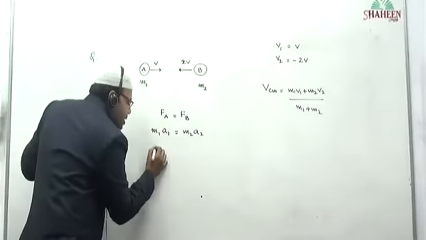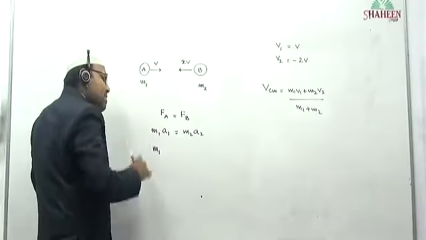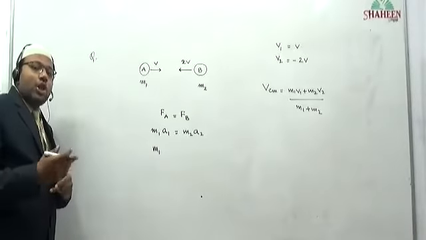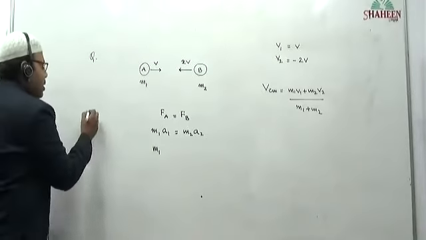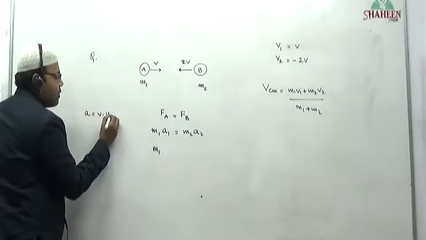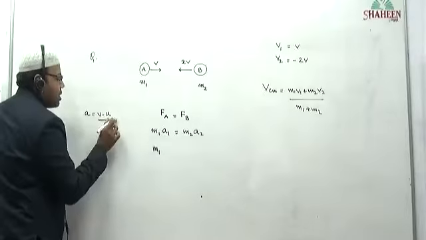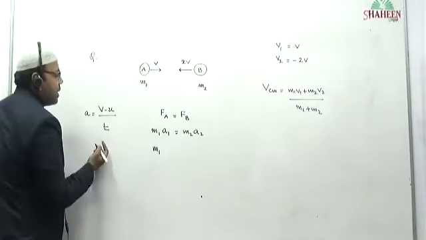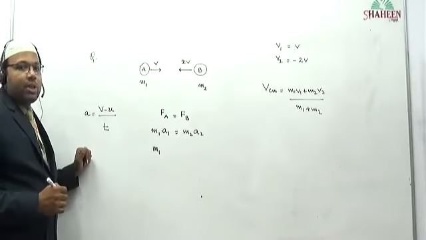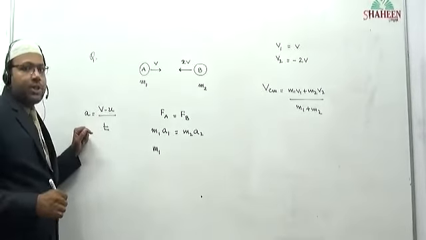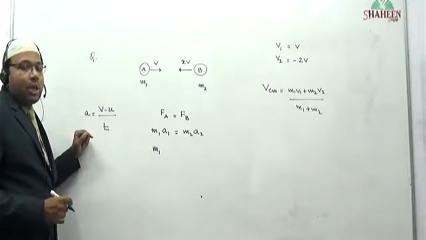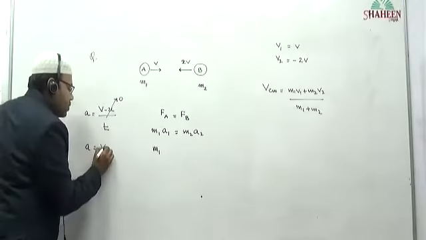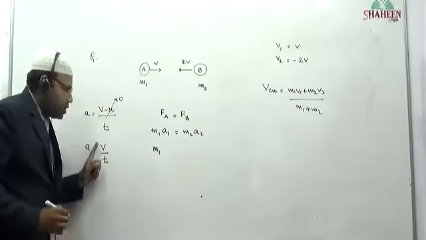Now this is m1 as it is. What is this a1? Acceleration. Acceleration is change in velocity by time. You know this formula: v minus u by t. But as per the question, initial velocity is 0. They are starting from rest. So u is 0, and acceleration is equal to velocity by time.